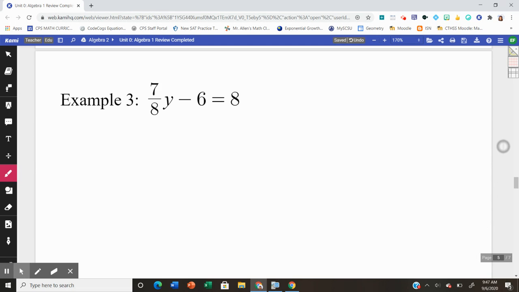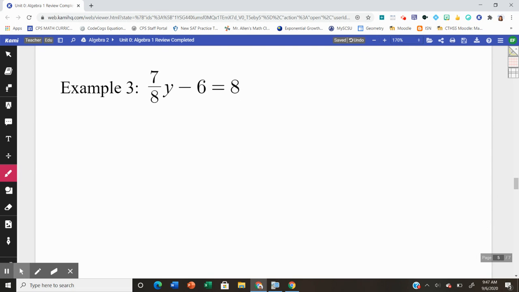So let's scooch down and look at another example. This time we see one with a fraction in it. That fraction is attached to a variable, so we do want to isolate that first. So my first step is just going to be to add 6 to both sides. So 8 plus 6 is going to give me 14. And then from here, to get rid of the fraction, we can do it in 2 steps. I like to get rid of a fraction by multiplying by its reciprocal.